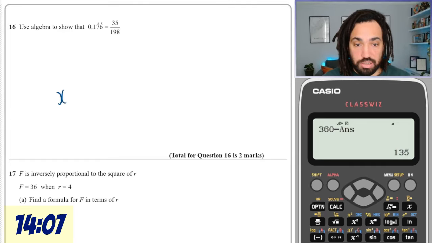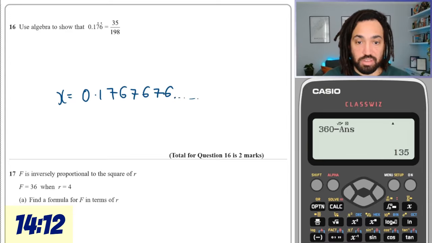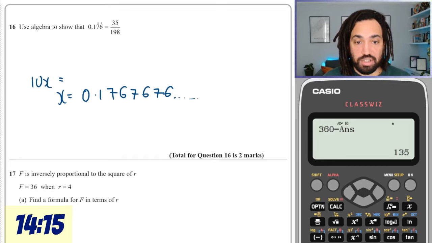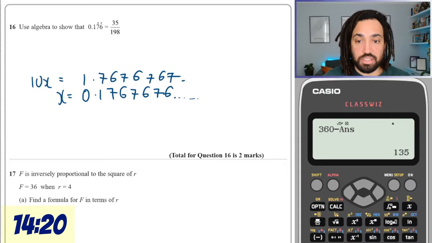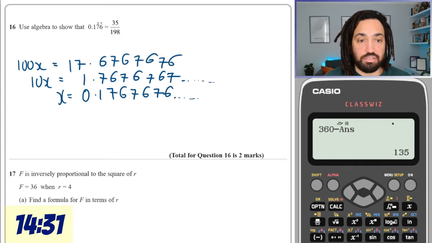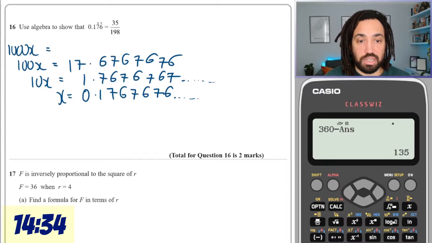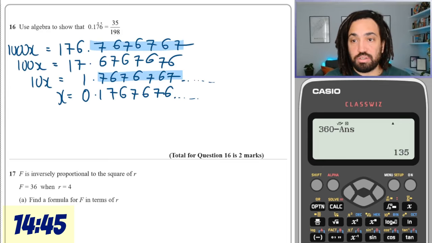Okay, right. So x is equal to 0.1767676, times through by 10. I've literally just done a video on these types of questions. And we get this. So we get no repeat of the decimals. Times by 100, and we get 17.67676676, and then finally times by 1,000, and we get 176.76676767. Like I did on the video, these ones are the same, so those are the ones that we're going to subtract.